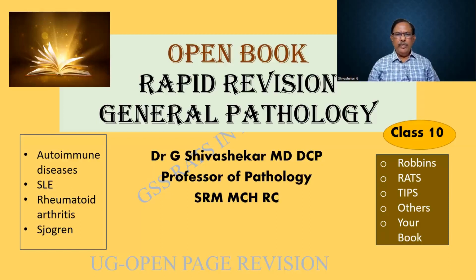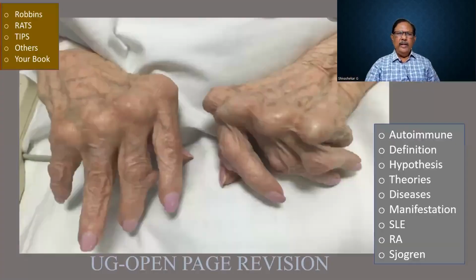And treatment, of course, it responds beautifully to steroids. I would like you people to kindly go through it. It is indeed a beautiful class for you people. So, what is the definition, hypothesis, theories? Then, what are all the diseases, the manifestation of each of the diseases? Look at the crippling disease over here and the individual disease as such.